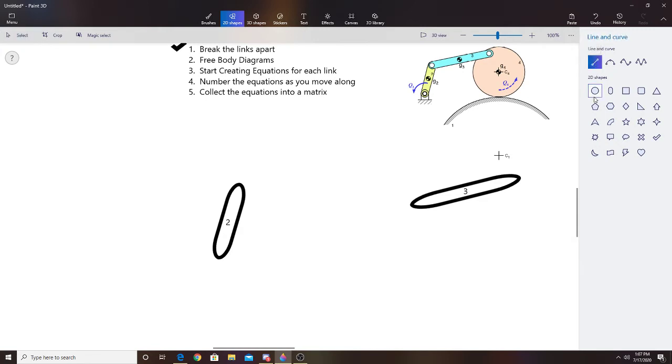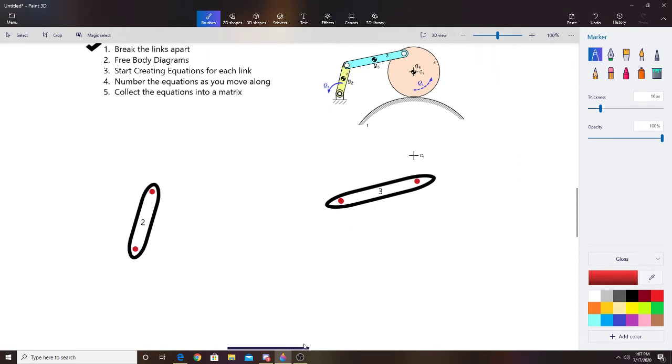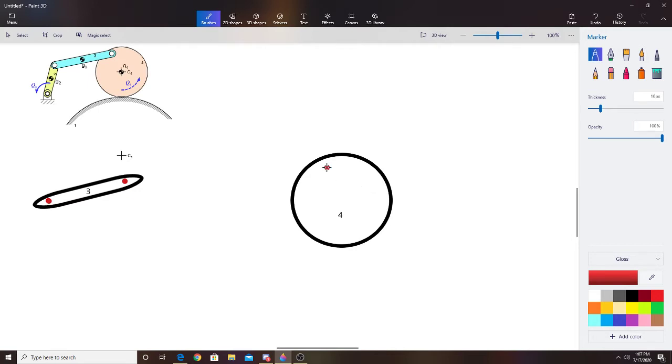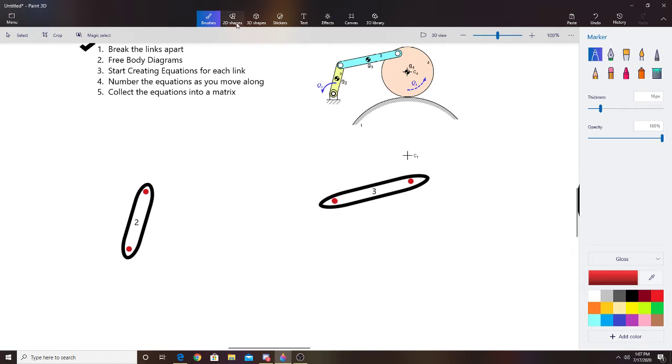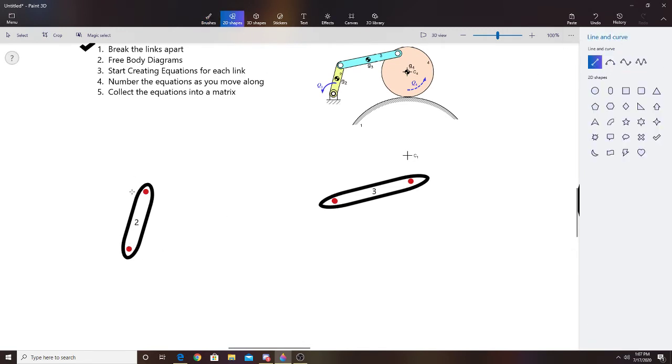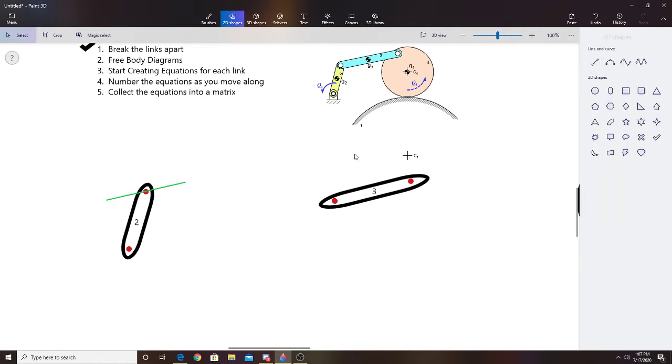So I'm going to use a brush for red. Red will be attachments to other links. And then this one attaches up here. Okay, so those are where the forces will be happening, right? And then 2D shapes, we're going to draw. Obviously, we'll make that a little thinner. Right? We'll do green. Green for forces.